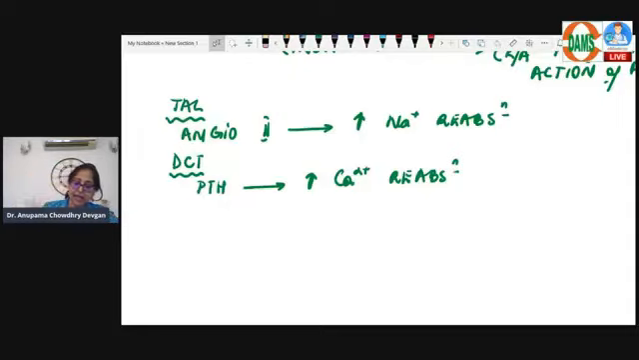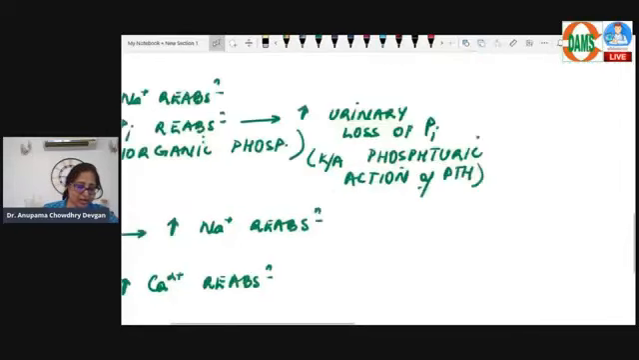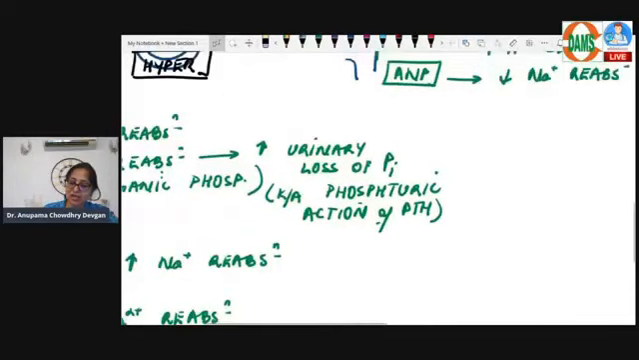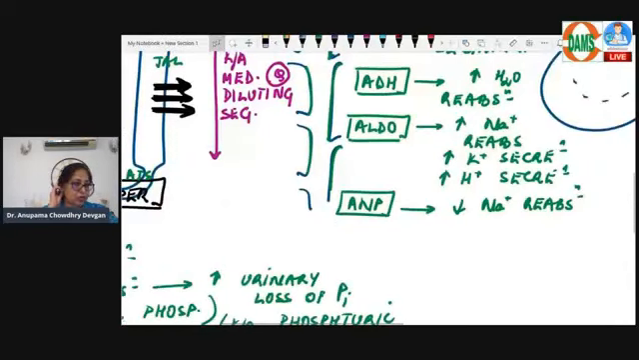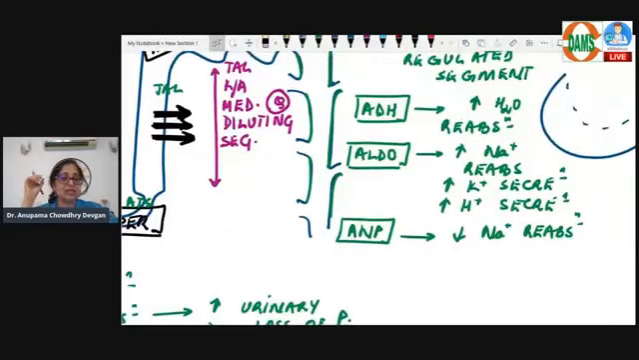Right? Hormones acting on the collecting duct, let's see. Hormones which act on the collecting duct: ADH, which increases water reabsorption; aldosterone, which increases sodium reabsorption, potassium secretion, and H plus secretion; ANP reduces sodium reabsorption. So ANP is acting on the glomerulus, increasing GFR, and acting on the collecting duct, it reduces sodium reabsorption.